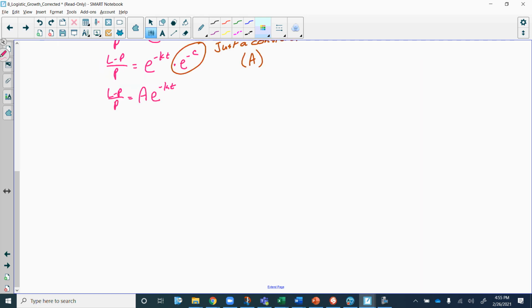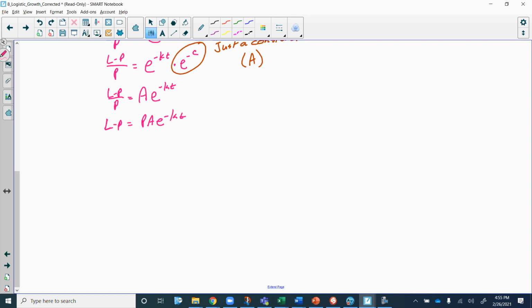We've got to get P by itself, however. So I'm going to multiply by P to get the P out of the denominator. I'm going to say L minus P will be equal to P times A times e to the negative kt power. Let me erase and write it a little bit neatly.